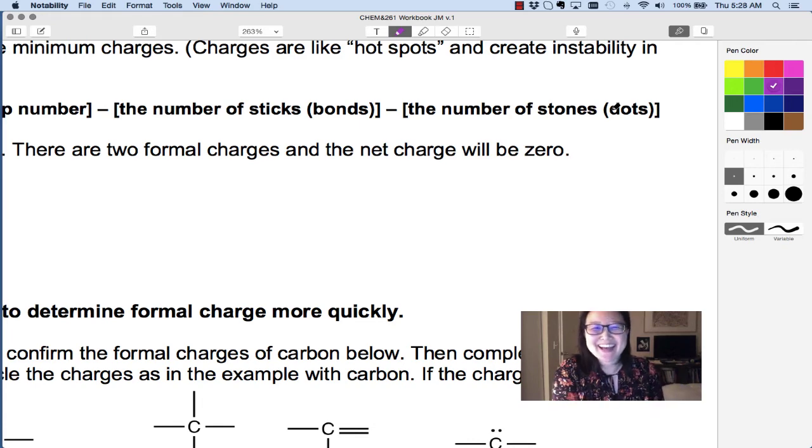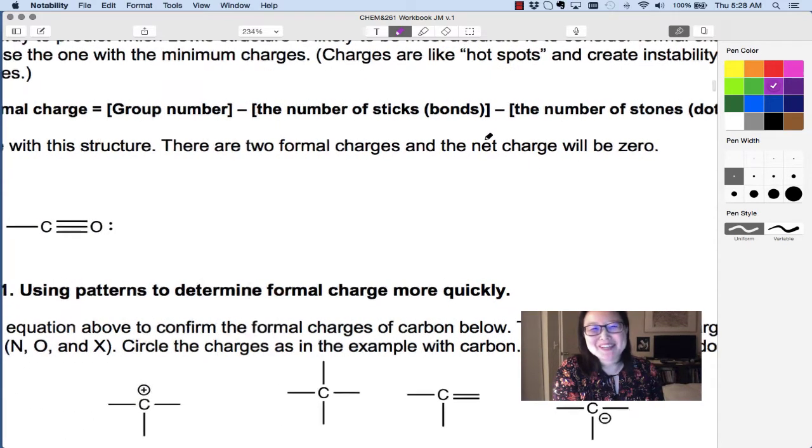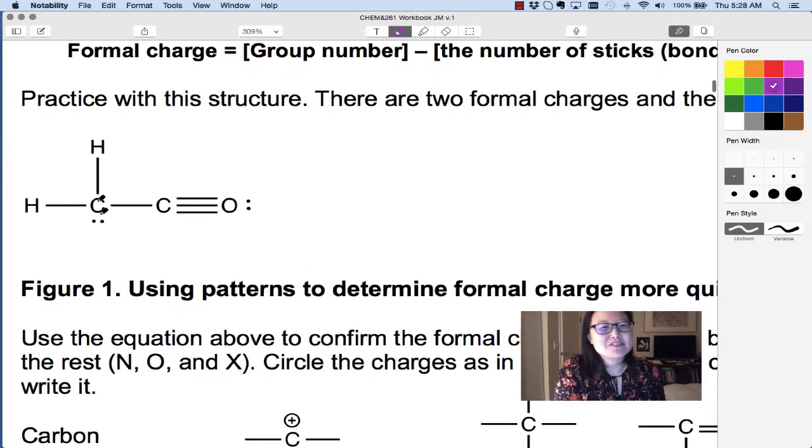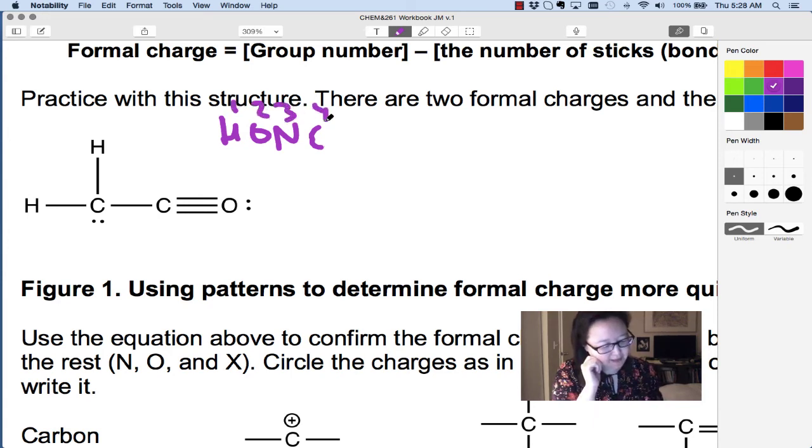Do you ever know that? So one of my students taught me about this one. So it's easy to remember. Group number minus number of sticks minus the number of stones. Okay? So for example, with this structure, we're going to have some formal charges here. How do I know that? I know that because remember back in the last lesson, we talked about the honk rule and the valency. So hydrogen has 1 bond, oxygen 2, nitrogen 3, and carbon 4. 1, 2, 3, 4 bonds. Okay. When I see that, I know that those are the number of bonds for these elements to be neutral in the molecule. So let's look at just the honk rule and see, is the formal charge 0?